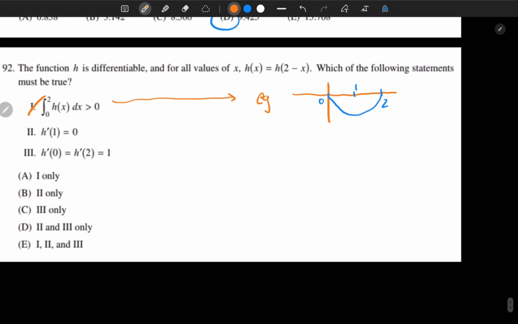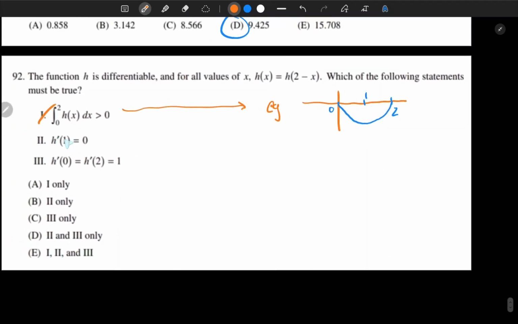Next, let's look at 2. H prime of 1 is equal to 0 is the statement. We know that h of x equal to h of 2 minus x means that we have a function which does something from 0 to 2. So if this is 2, this is 1, this is 0, we have a function which does something, and then at 1, it just goes back down and does the same thing that it did before, but mirrored.